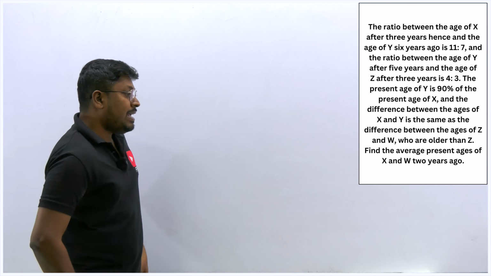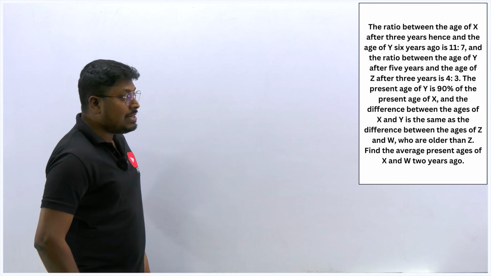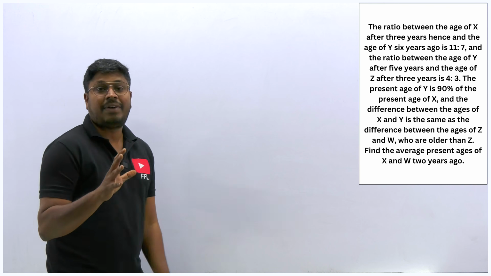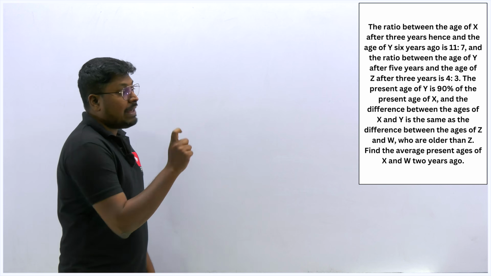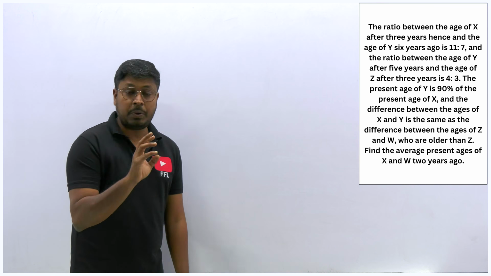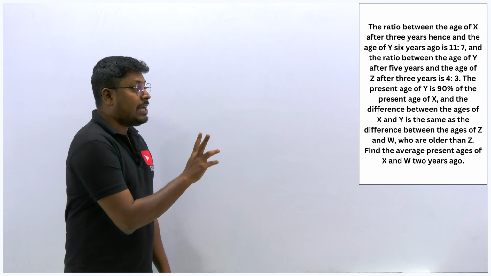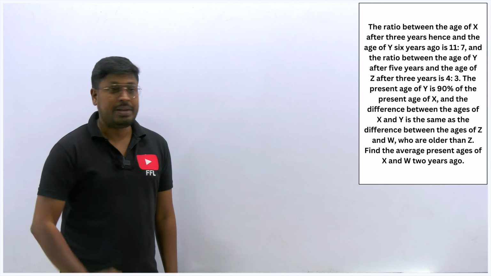Okay, so very interesting question. Here, what is our target? Our target is to find the average age of X and W, that is 2 years ago. So we have to find the ages of X and W. That is our ultimate goal here.